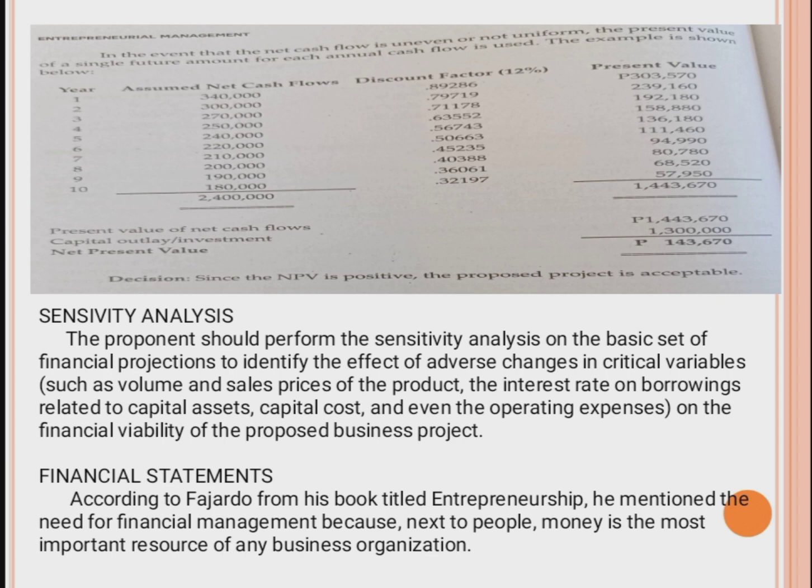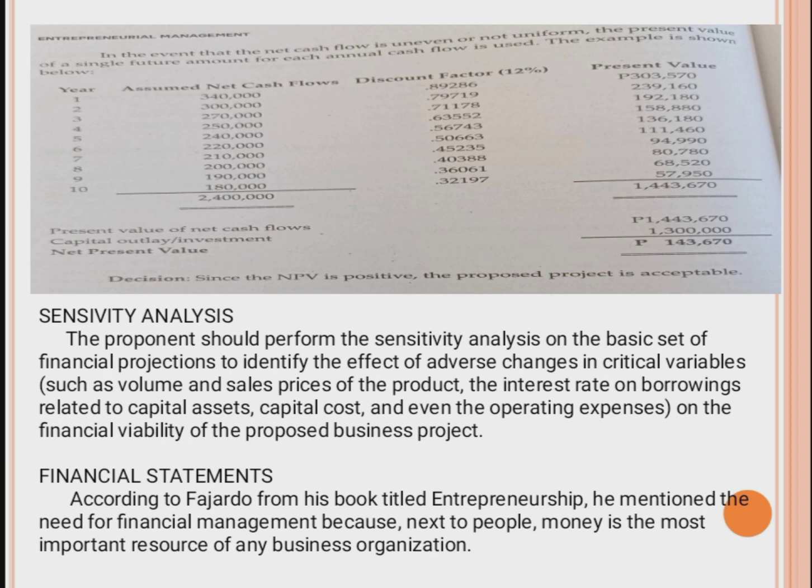The total net cash flows is 2,400,000. The total present value is 1,443,670. So the present value of net cash flows is 1,443,670. The capital outlay or investment is 1,300,000. The net present value is 143,670. Decision: since the NPV is positive, the proposed project is acceptable.